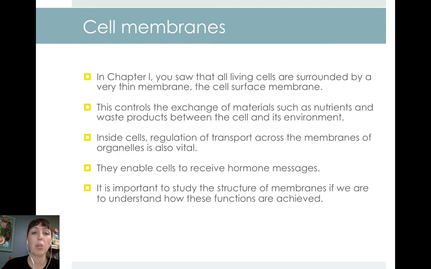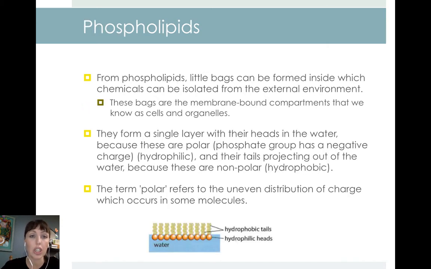Okay, so in chapter 1, you saw that all living cells are surrounded by a very thin membrane, the cell surface membrane, which controls the exchange of materials like nutrients and waste products between the cell, other cells, and its environment. Okay, they enable cells to receive hormone messages. And it's important to understand the structure of the membranes if we're going to understand how the functions are achieved.